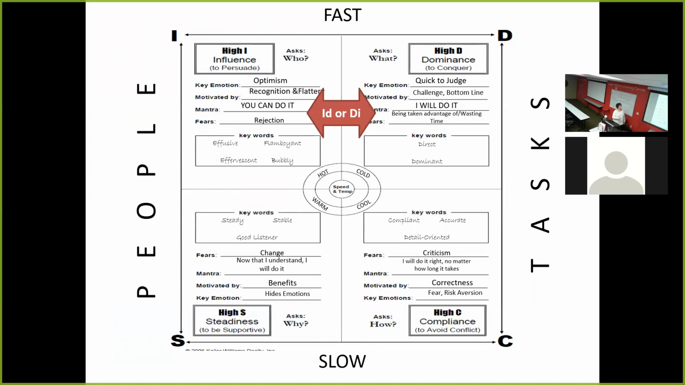Ds and Is, these are our fast-paced people. So an ID, they're going to enjoy people, but they're also going to be driven. They're also going to want goals, and they like winning, and they like everybody to win, right? A DI, they're going to want to win, and they'll use their influence to get there. So they'll know how to turn on the charm, and they're usually doing that to get to a result in the end, okay?